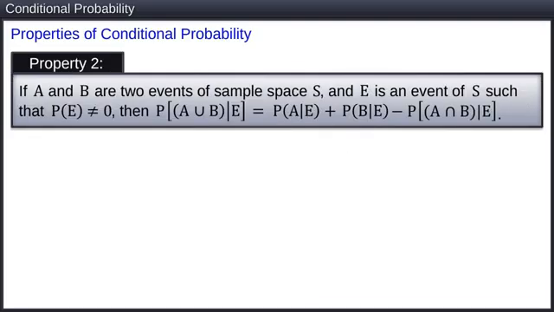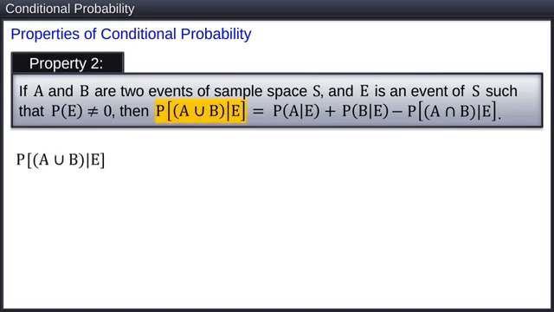The next property says that if A and B are two events of sample space S, and E is an event of S such that the probability of E is not equal to 0, then the probability of A union B given E is equal to the probability of A given E plus the probability of B given E minus the probability of A intersection B given E.